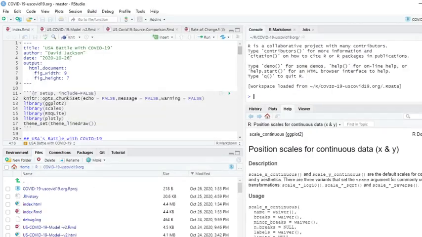Okay, so hopefully this report has been encouraging to you if you live in the U.S. to continue to fight on, continue to wear masks, practice social distancing, and avoid crowds when possible.